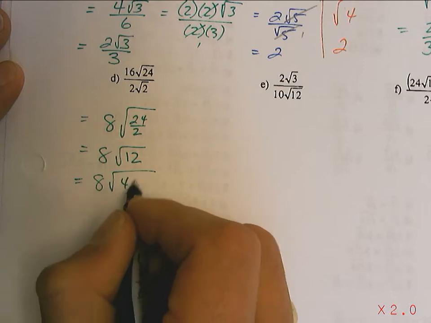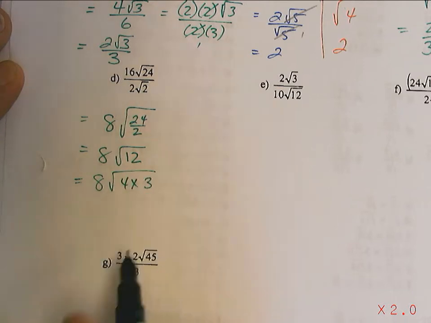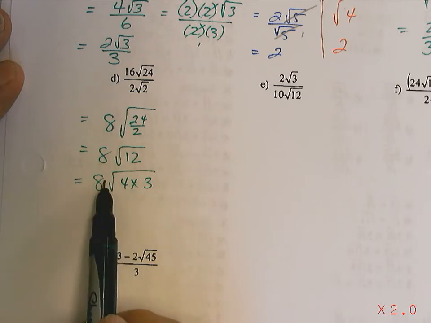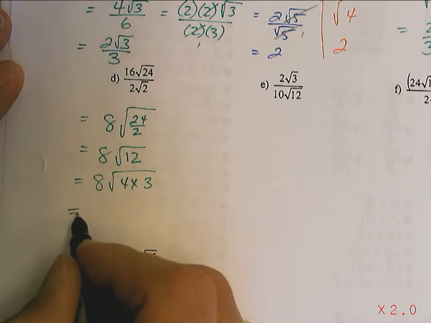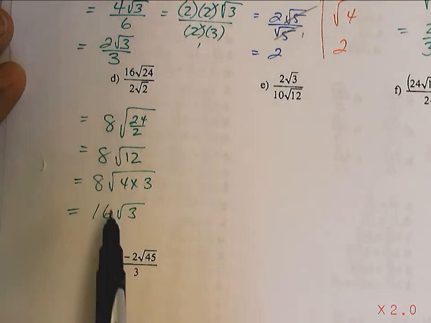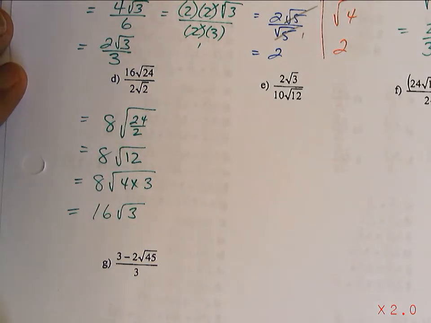That's a 4. Now the 4 doesn't come out. Don't misinterpret what I said there. The perfect square is a 4. What comes out is a 2. The 2 multiplies with the 8 to give us 16 root 3. That's one way to do that question. It's not the only way. See if you can come up with another one.